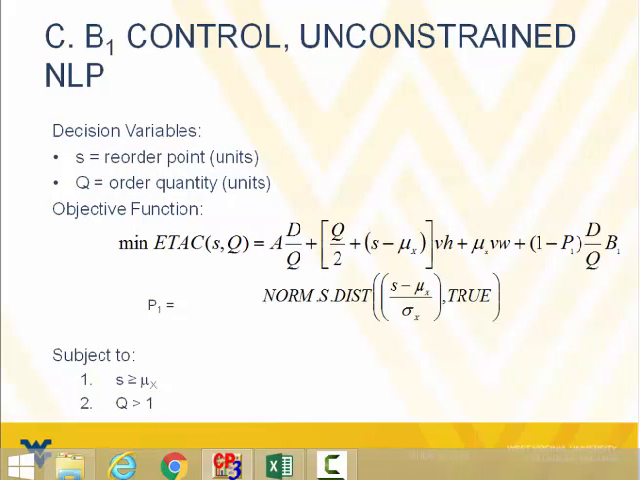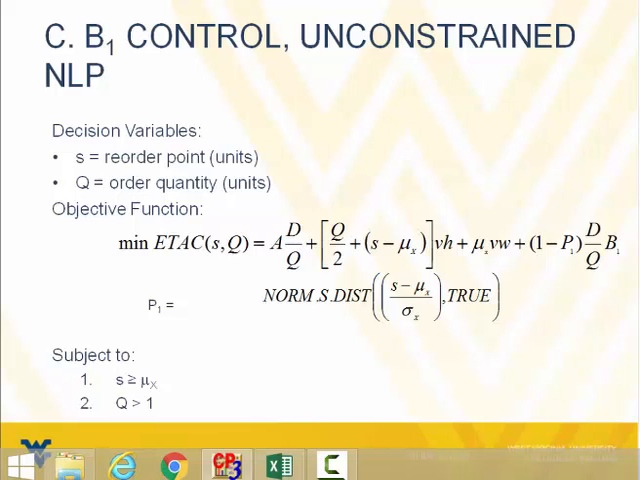The next problem is where we have a B1 control, and this time we have an unconstrained nonlinear program. Unconstrained because we don't have any constraints. We only have variable restrictions, as we had before, but we don't have any constraints because now we are including the customer service criterion into the cost function, into the objective function. So what we are using over here is B1, which, if you recall, is the customer service criterion, which is a cost per stock out.